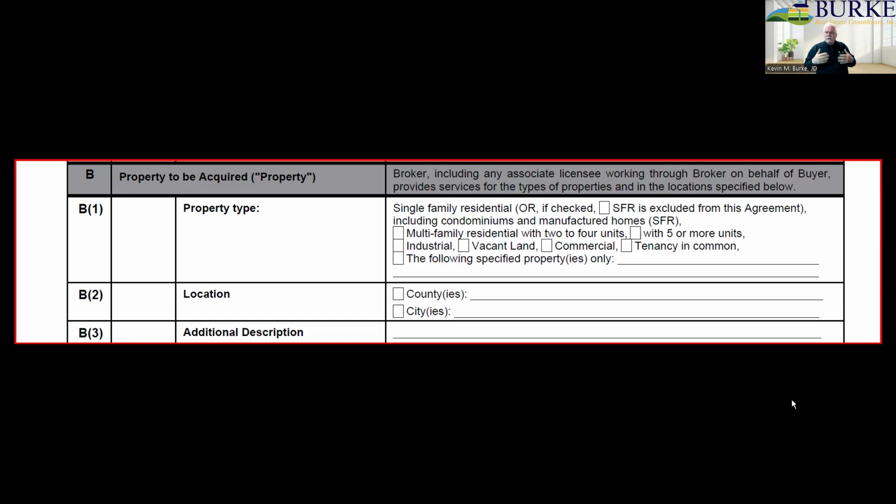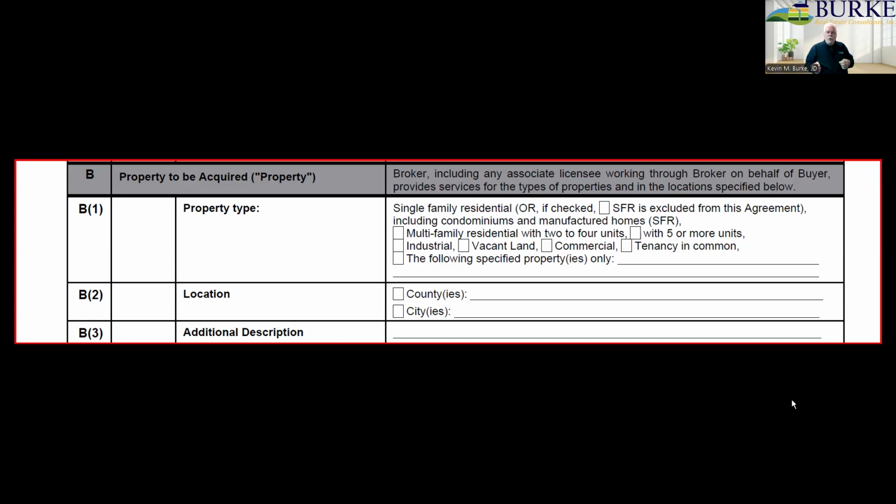Including condominiums and manufactured homes would be included under single family residential. Okay. So again, if you check the box there, then these are not going to be included. Could be multifamily residential with 2 to 4 units. It could be 5 or more units. Essentially, when we get into 5 or more, we're getting outside of civil code and we're getting into uniform commercial code. And so we're going to be looking at commercial transactions at that point. Industrial, vacant land, commercial. So we said it again, probably because most people don't know that 5 or greater is not covered by civil code.